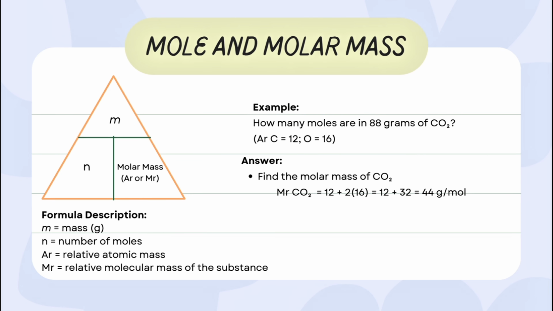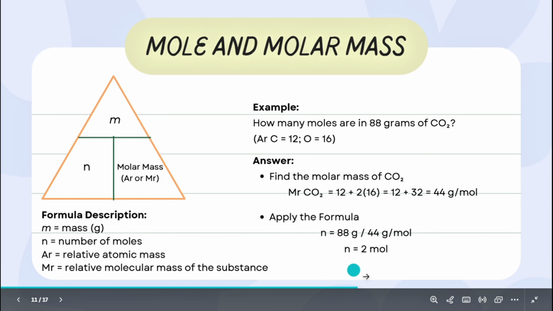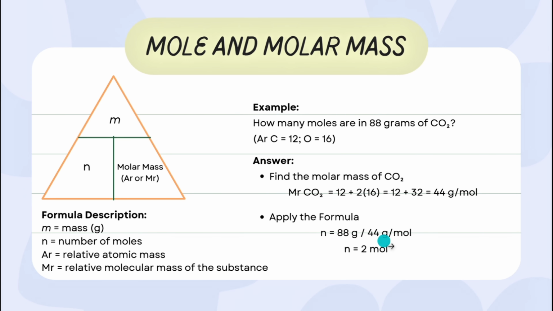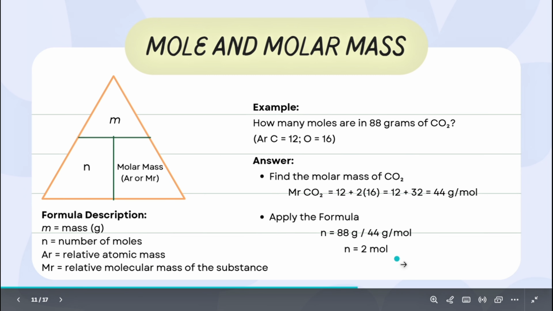So, how to answer? First, find the molar mass of carbon dioxide, and from this calculation we get 44 gram per mole. And second, apply the formula. When we cover n, the formula will be mass divided by molar mass. So we put the values, 88 gram divided by 44 gram per mole, and the mole is 2.